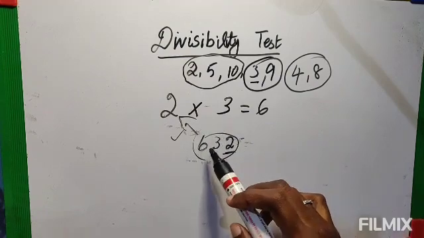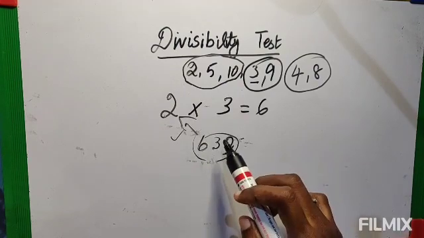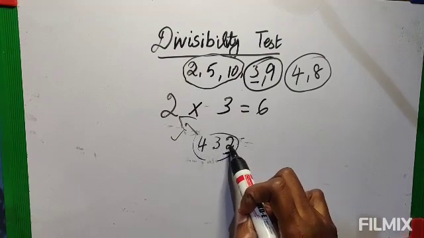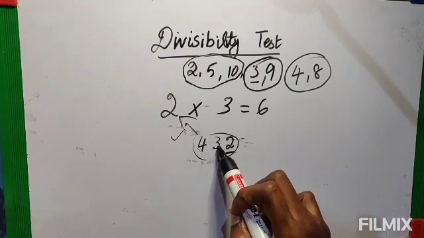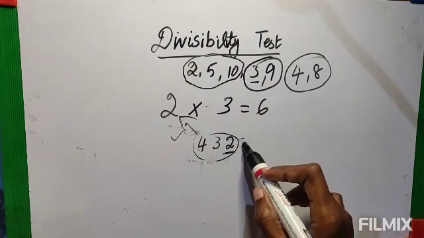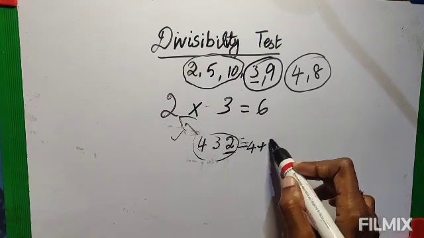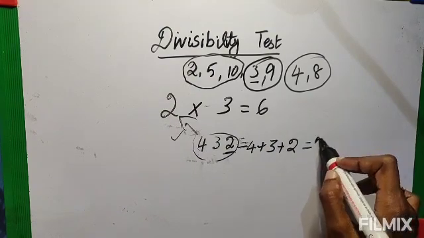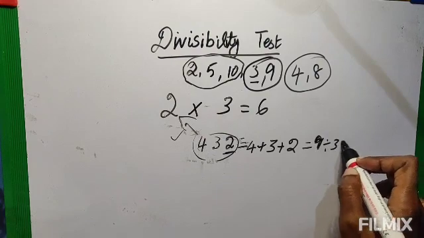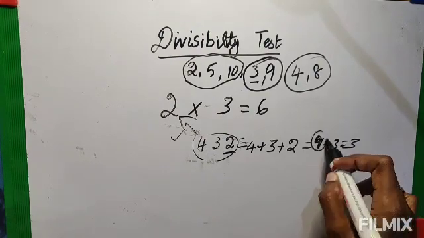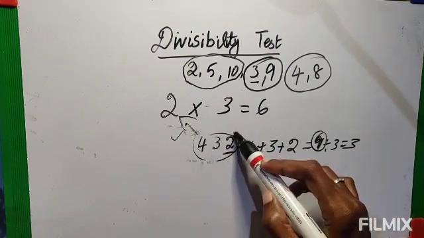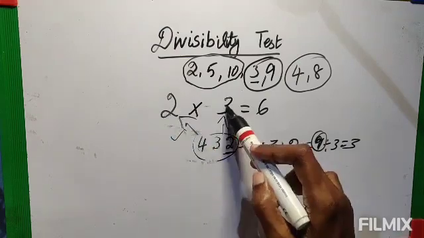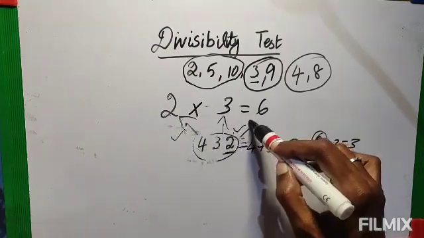Now 4 plus 3 is 7, 7 plus 2 is 9. So the sum of the digits is 9, and 9 comes in the 3 table. 3 3s are 9. So the sum of the digits is divisible by 3, so this number is also divisible by 3. So it is fulfilling the divisibility tests of 2 and 3. So this number is divisible by 6.